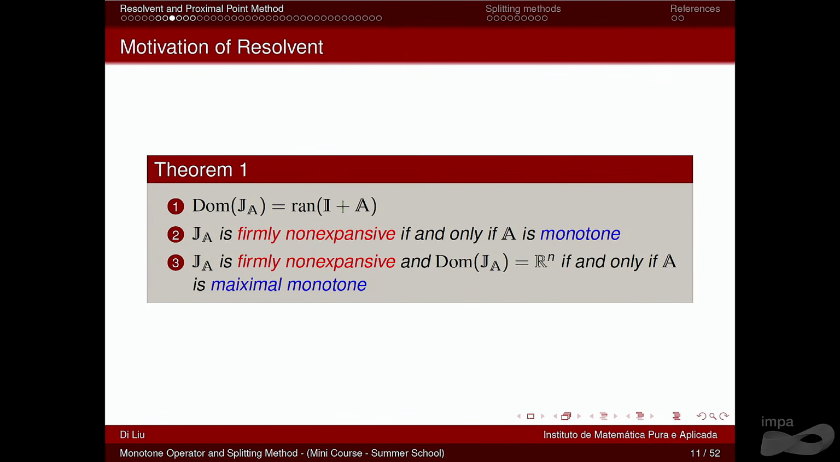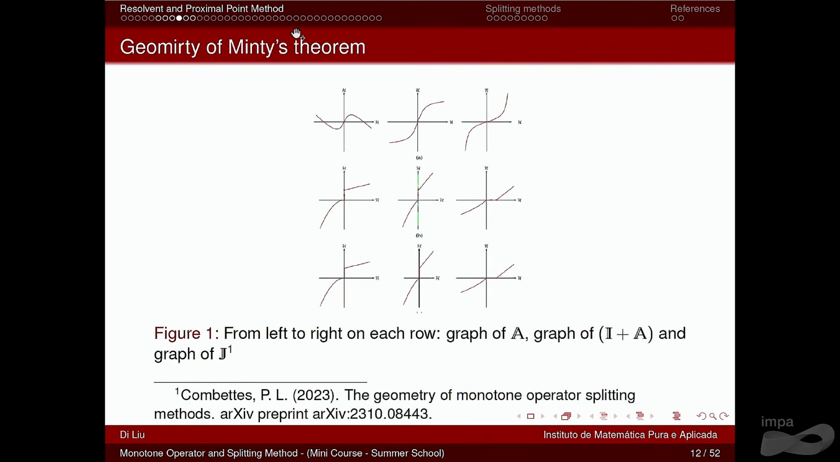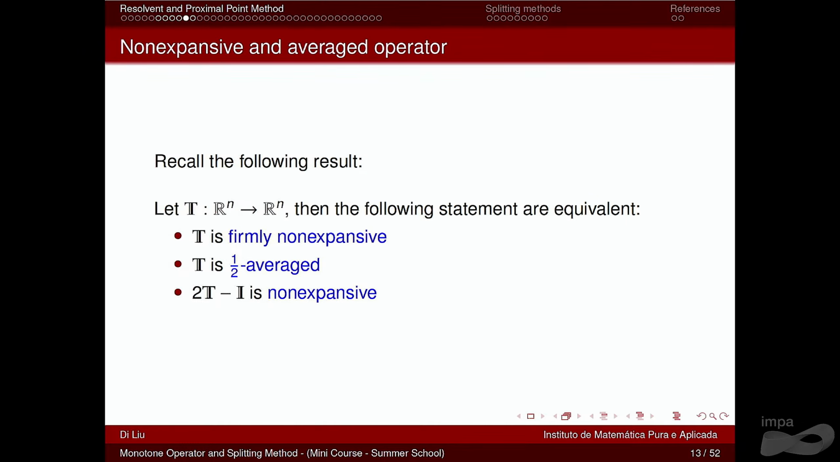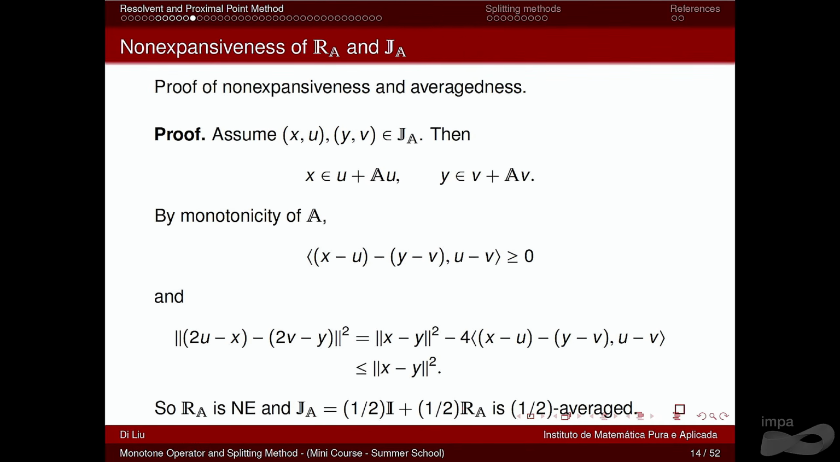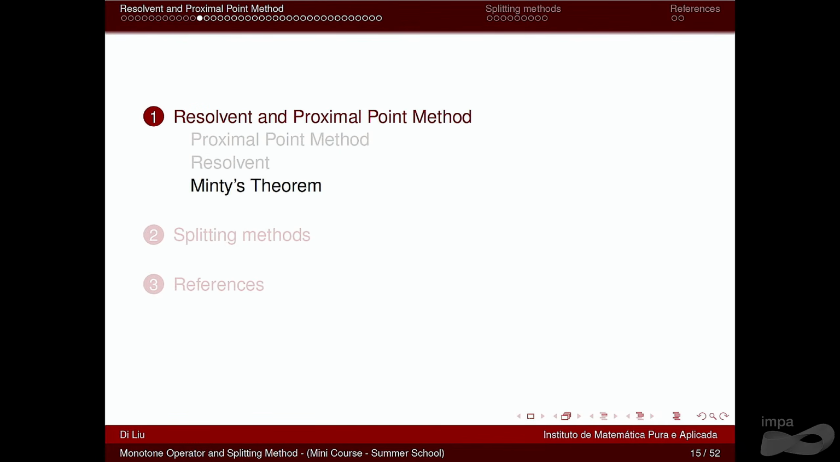To prove the second result, that if A is monotone then the resolvent is firmly non-expansive, we need to recall these conclusions. If T is firmly non-expansive, which is equivalent to saying T is 1/2-averaged, which is also equivalent to saying 2T minus identity is non-expansive. We can use this to prove that the resolvent of a monotone operator is averaged, but we will analyze this carefully next class. We just want to mention a little bit about the Minty theorem here.